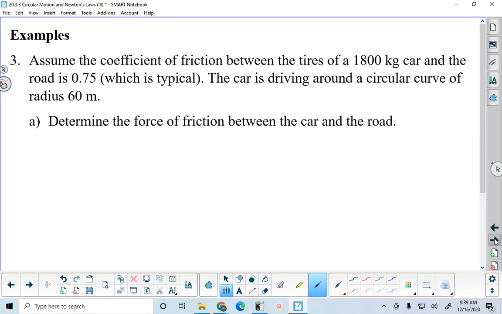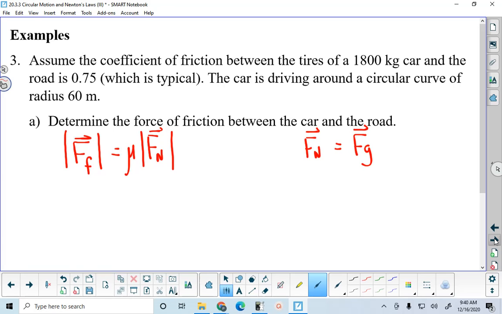So assume the coefficient of friction between the tires of a car and the road is 0.75, and that's typical for regular driving conditions. The road is traveling around a circular curve of radius 60 meters. What's the force of friction? Well, the force of friction is, we're back to the previous unit, mu times the normal force. And I'm assuming that this vehicle is driving on a level road. It doesn't have a banking to it, which means that the normal force and the gravitational force are the same.